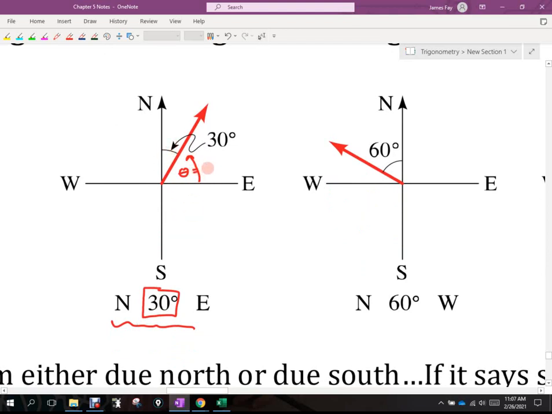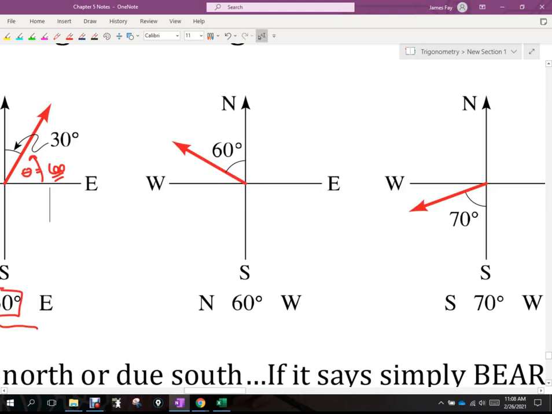So what would our theta actually be here? Theta would be 60, and that would be the 60 that we would use in formulas and relationships, whatever our trig relationships are that we're going to use. The next one here says north 60 degrees towards the west. Basically, they're always going to give you some deviation either to the left of north or to the right of north, or to the left of south and to the right of south.